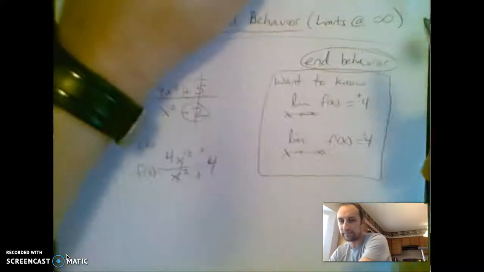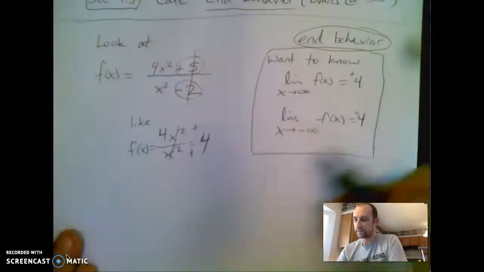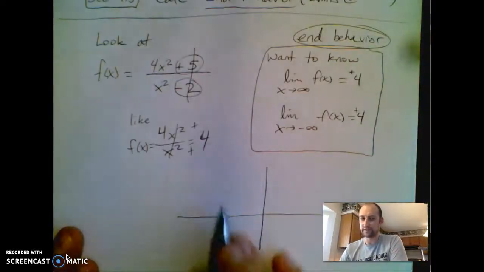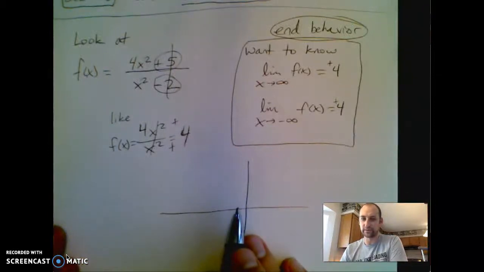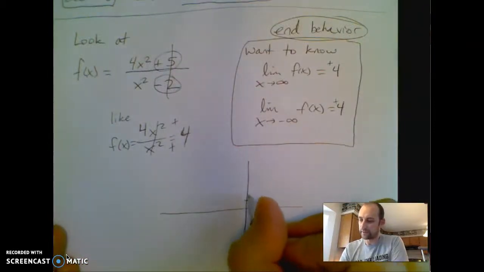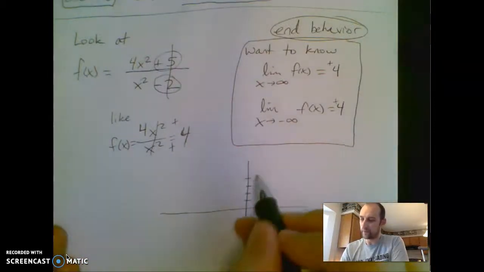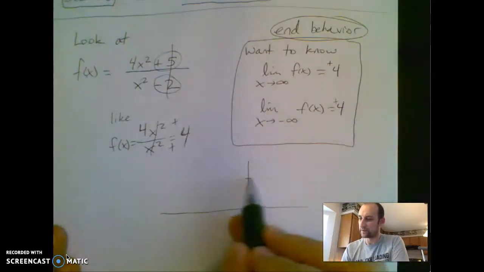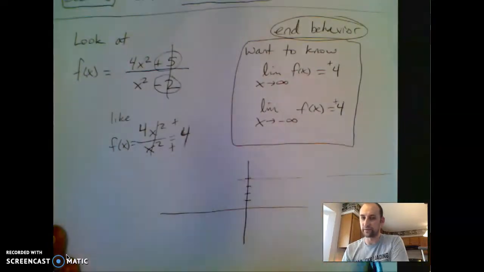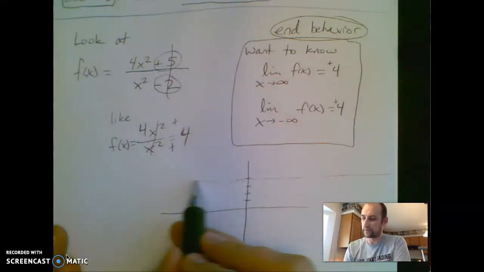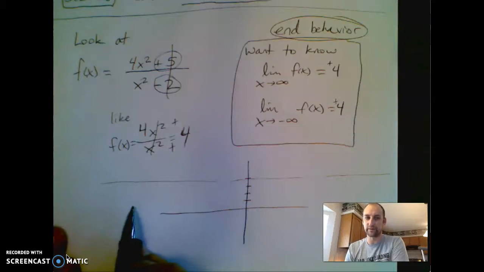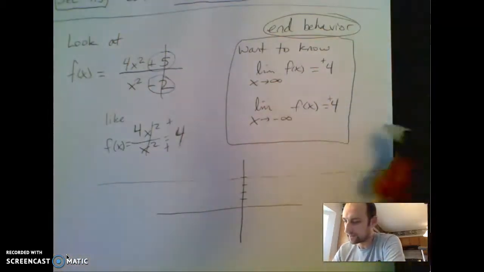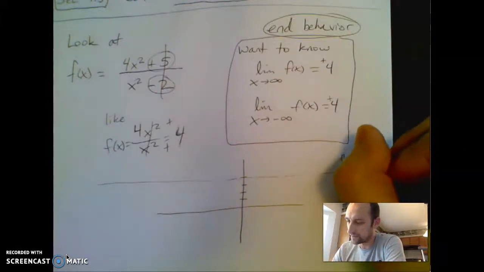So what does that tell me? That tells me if I were to graph this thing way, way out, I'm not saying what it does in the middle, because it'll do all sorts of weird stuff. But as you go to your graph way, way out to the right, it's going to approach this y equals 4 height. And as you go way, way to the left, it's going to approach this y equals 4 height. It's a little different than a vertical asymptote. This is called a horizontal asymptote.